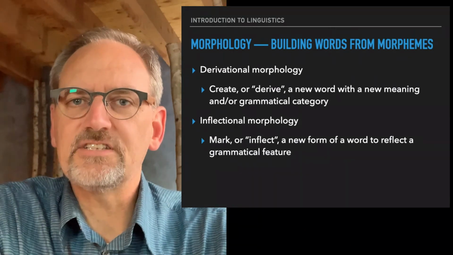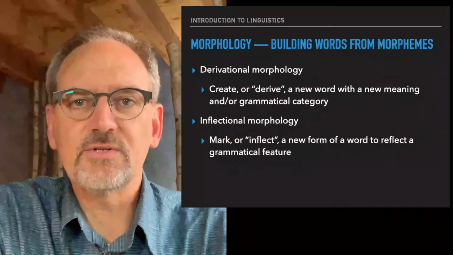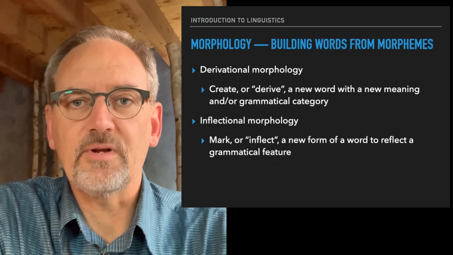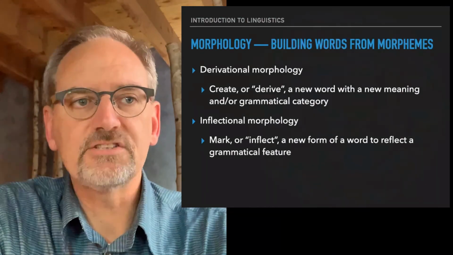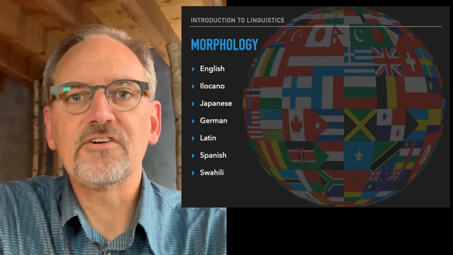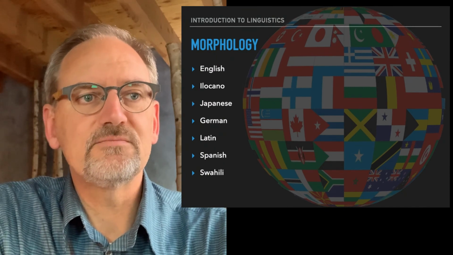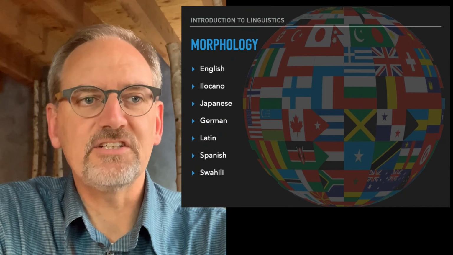Now, English doesn't have a lot of sophisticated inflection, so it's hard to show examples from English, although we will look at what English has. But we will spend some time looking at a number of other languages. So we'll look at Ilocano, Japanese, German, Latin, Spanish, and Swahili.